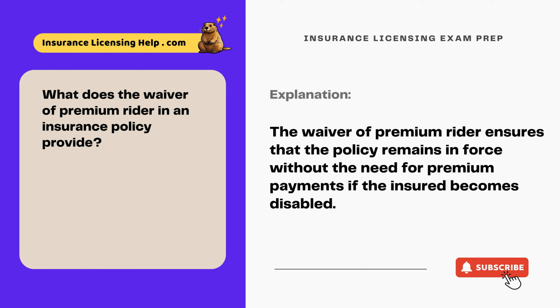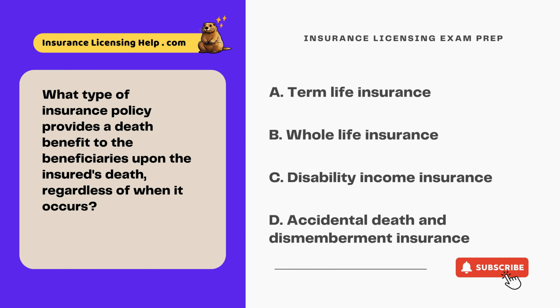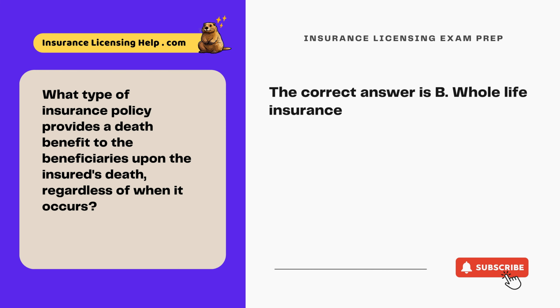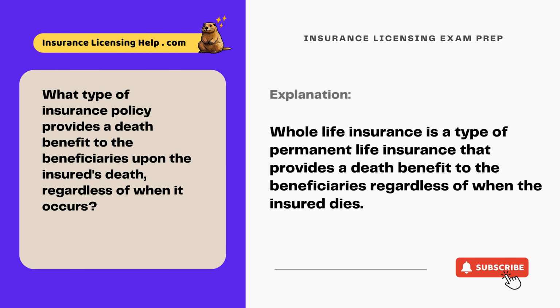What type of insurance policy provides a death benefit to the beneficiaries upon the insured's death, regardless of when it occurs? A. Term life insurance. B. Whole life insurance. C. Disability income insurance. D. Accidental death and dismemberment insurance. The correct answer is B. Whole life insurance. Whole life insurance is a type of permanent life insurance that provides a death benefit to the beneficiaries regardless of when the insured dies.